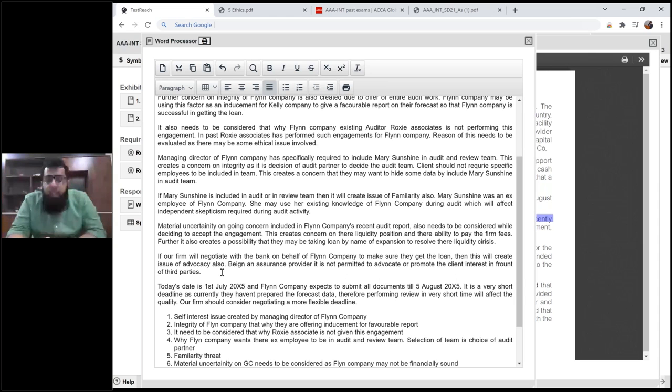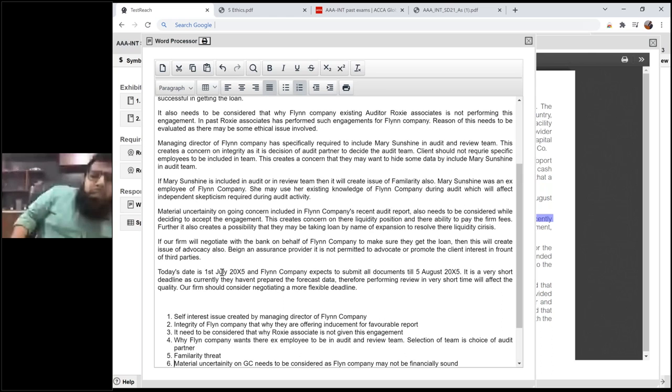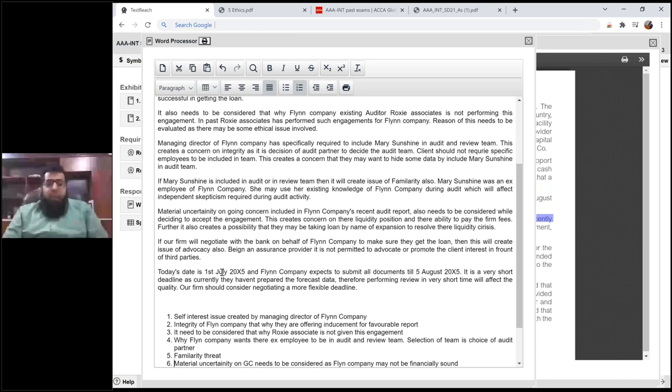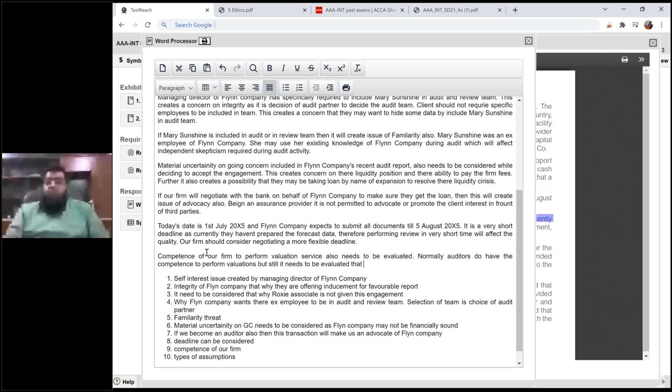Okay, then the ninth point which we identified was we will look at the competence of our firm to perform the valuation services. Normally, the audit firms do have the competence to perform valuation services, but still we need to consider whether we have the competence to provide valuation services specific to this industry. The competence of our firm to perform the valuation service also needs to be evaluated, that is, whether our firm has relevant industry knowledge and skills or not.